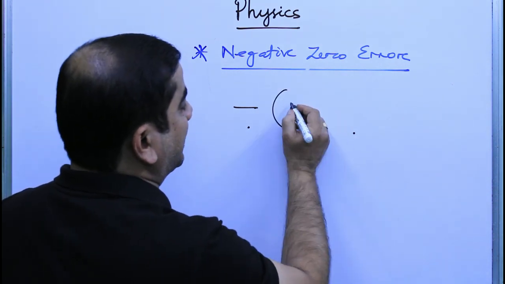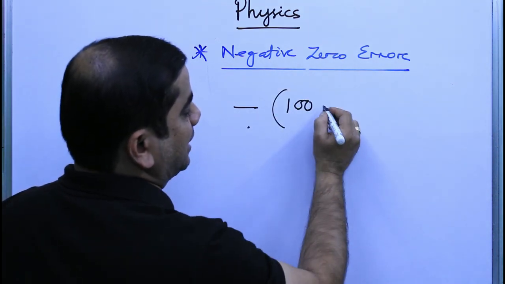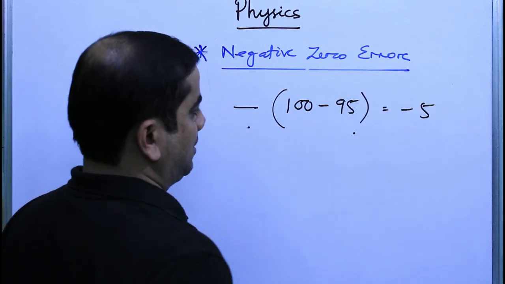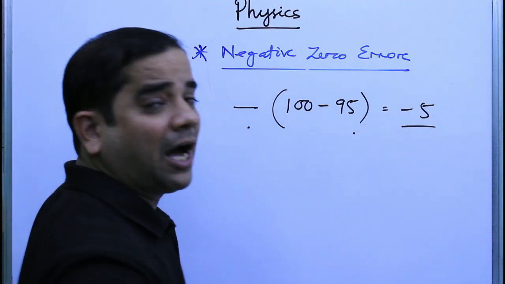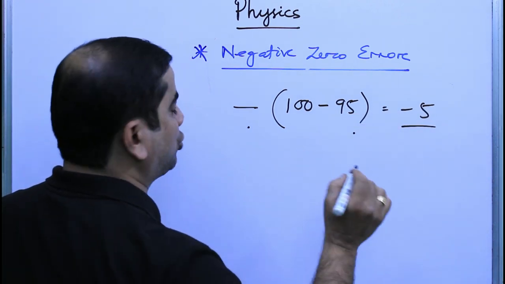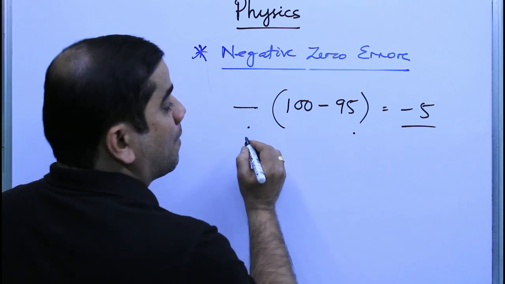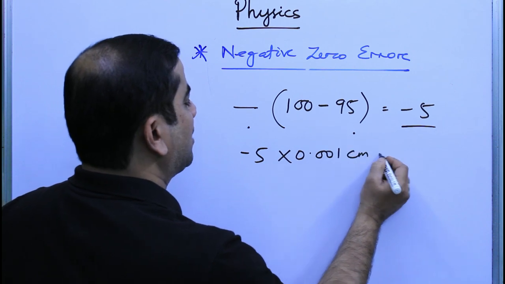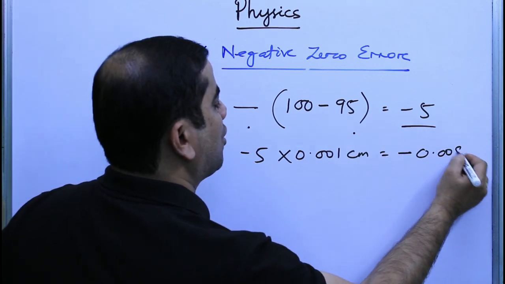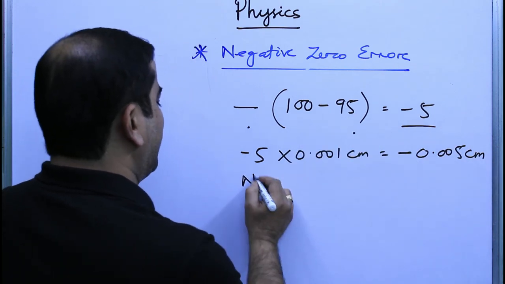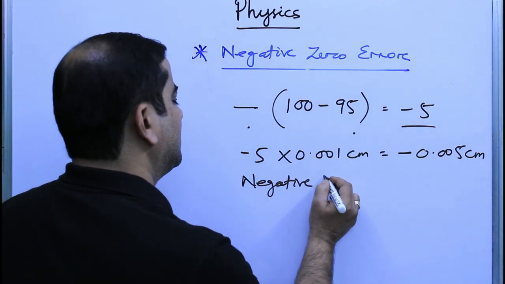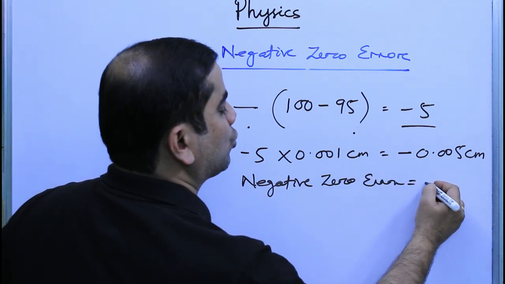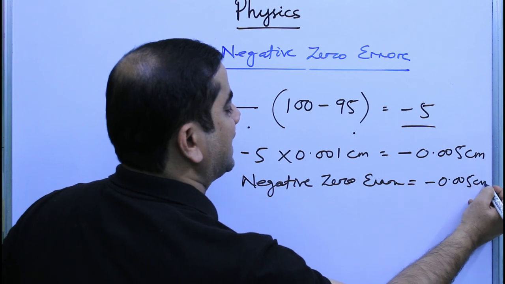So, we need to subtract 95 from the total number of divisions, that is 100, and give a negative sign as it is negative zero error. So, 100 minus 95 gives us minus 5. Now we need to multiply this value with the least count. Suppose the least count is 0.001 centimeter. So we multiply minus 5 with 0.001 centimeter, which gives us minus 0.005 centimeter. So negative zero error is equal to minus 0.005 centimeter.